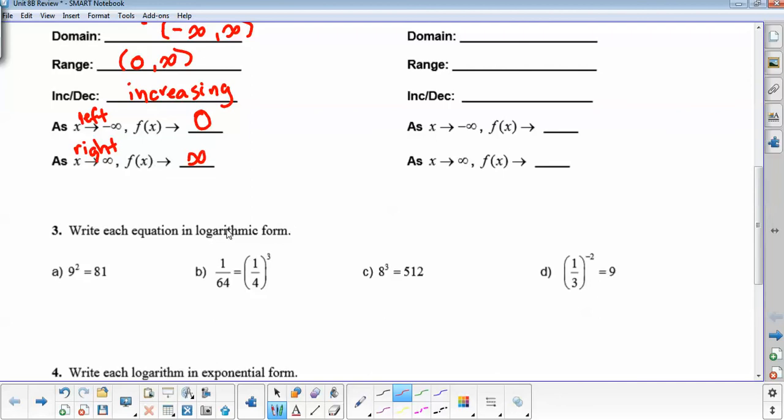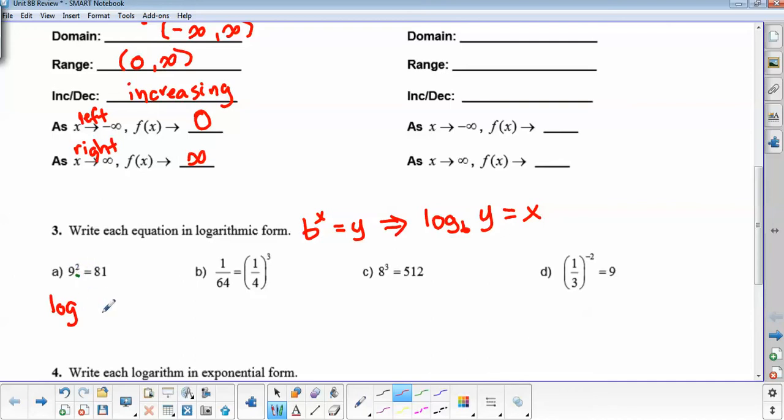Okay, rewriting in logarithmic form. So if I have some base to the x power equals y, I can rewrite that as a logarithm. The base of your logarithm is the same as the base of your exponential, and then these two are going to switch order so that it's going to be log base b of y equals x. The answer to the logarithm is the exponent. So let's try the first one. I need to change this to a log, so I'm going to write the word log.